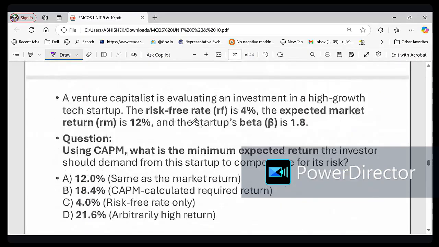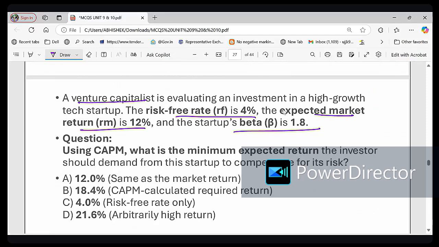Now friends, let's come to CAPM. CAPM formula we will apply in this case. Imagine that you are a venture capitalist, someone who invests in a risky startup, and you are hoping for a return. The risk-free rate given is 4%, expected market return is 12%, and beta value is 1.8. Using CAPM, what return should you demand from this startup to compensate for its risk?